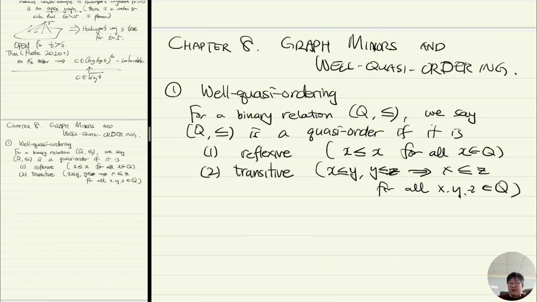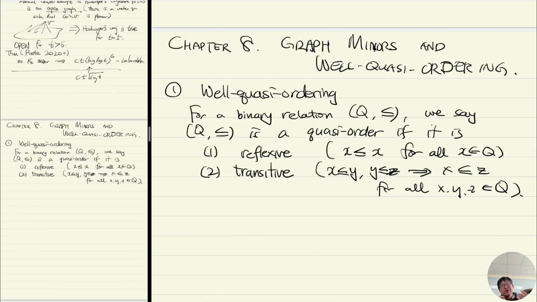Okay, so this is a relaxation of a partial order. For a partial order you have one more relation. What is it? If x is less than or equal to y and y is less than or equal to x, then x is equal to y. Then it's a partial order.